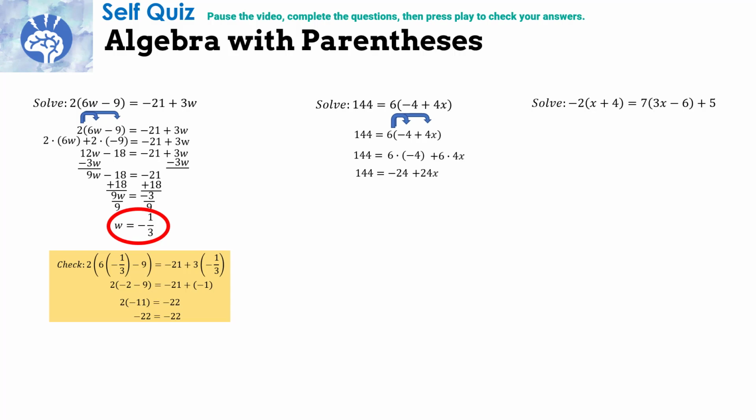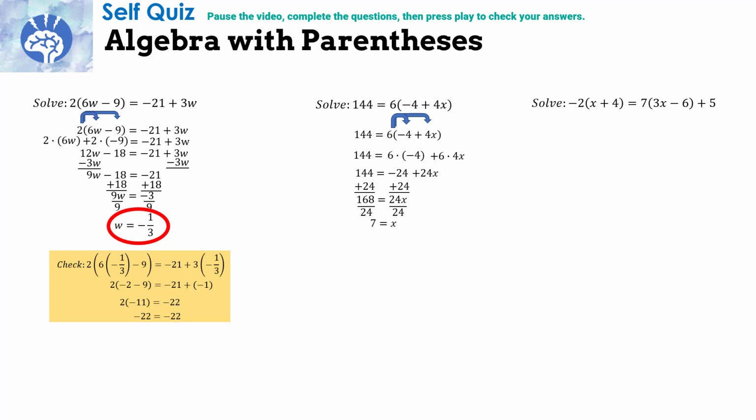We want to get all the variables on one side and everything else on the other side. Now for this one, 24x is all by itself on the right side. So we're going to get rid of the negative 24. So I'm going to add 24 to both sides of the equal sign, and that gives us 168 equals 24x. I still need to get x by itself. And anytime I have a number next to a letter, that means to multiply. And the opposite of multiplying is dividing. So we're going to divide by 24 on both sides of the equal sign. That gives us x equals 7.